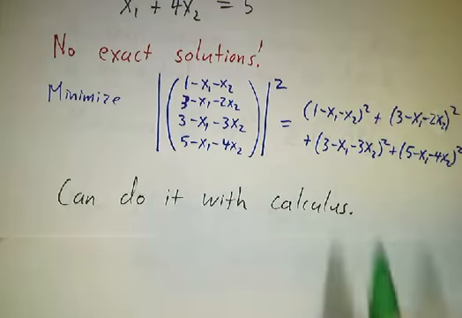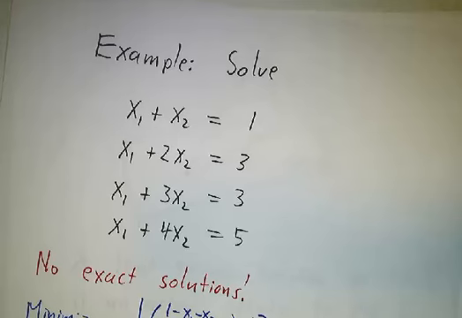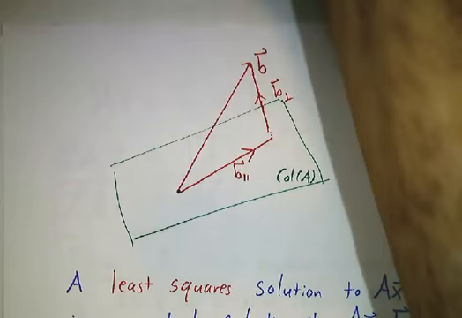And how do you minimize the sum of squares? Well, you can do it with calculus. You can take a derivative, set the derivative equal to 0, solve some equations that way. But it's much more elegant to do it with geometry. We will not do any calculus in this problem at all.